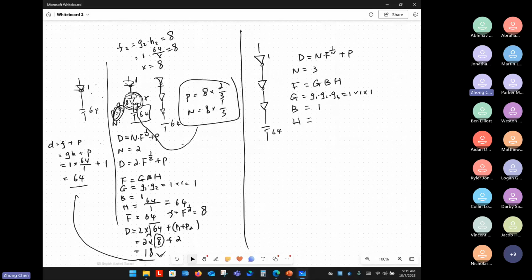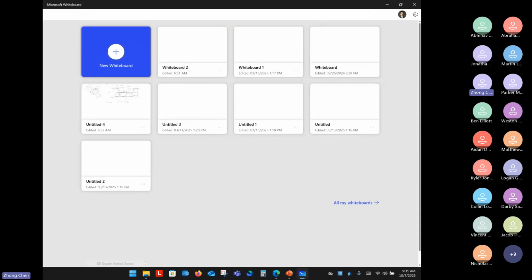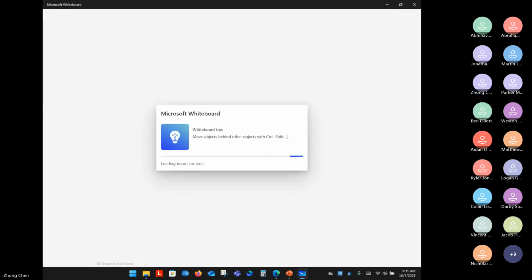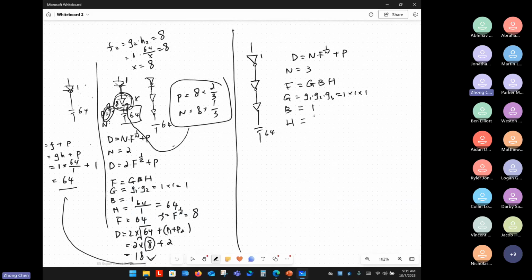And H is the output capacitance divided by the input capacitance. So H will be 64 divided by 1, still equal to 64. So capital F is still equal to 64. But this time small f is equal to F to the power of 1 over n, which is 64 to the 1 over 3. So which is equal to what? 4, because 4 times 4 times 4 is 64. If you use a calculator later, you can do that. Small f is equal to 4.